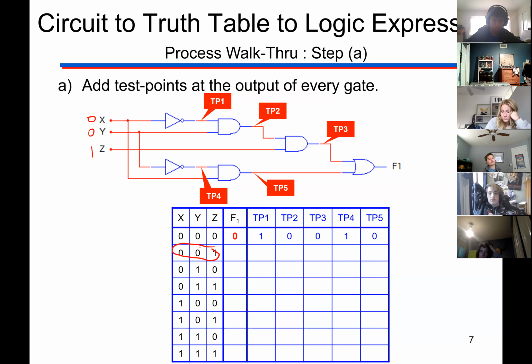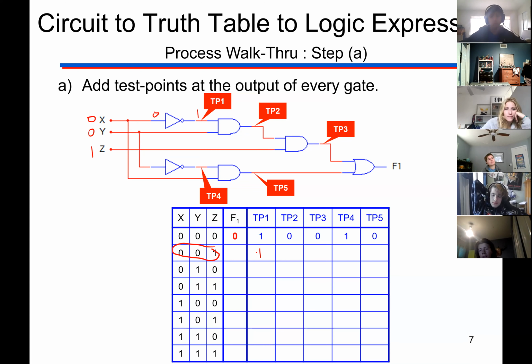So Cohen, what would test point 1 show me based on this X input being off? Would it be 0? If we've got 0 coming in, what does the inverter do? Oh, then it'll switch it to 1. Right. So that's going to be a 1.